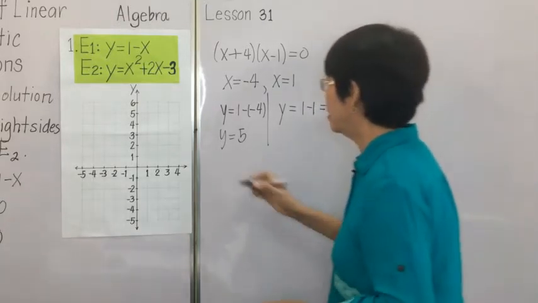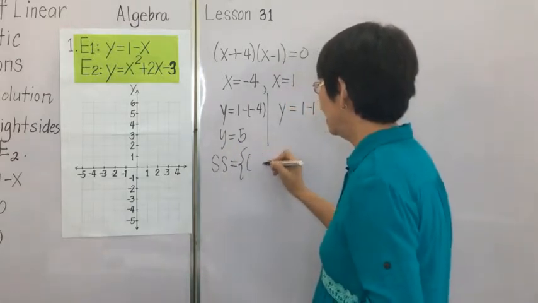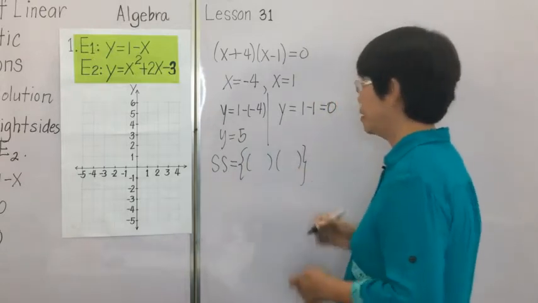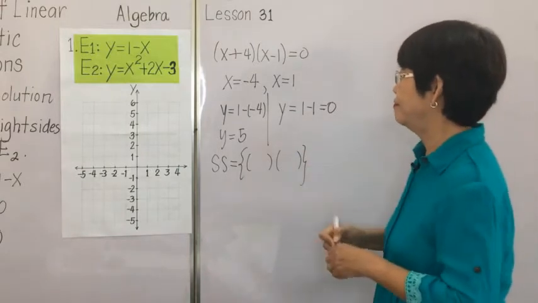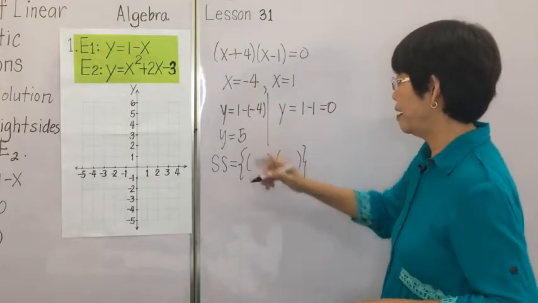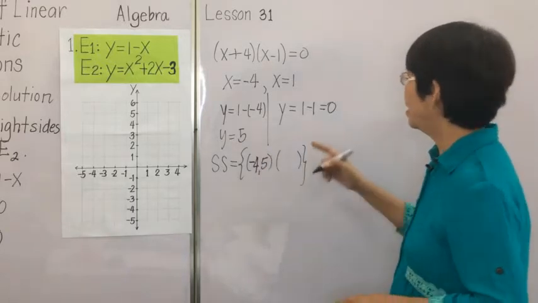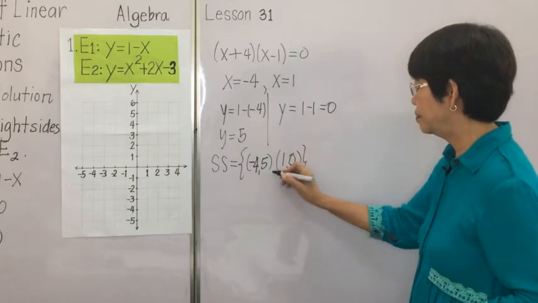And so our solution set to this system is a set of a pair of ordered pairs. So we have negative 4, 5, and 1, 0.